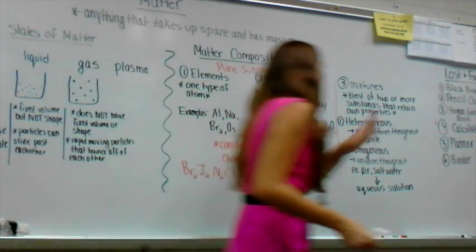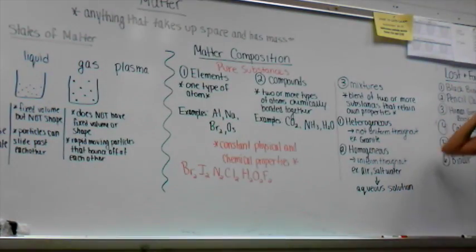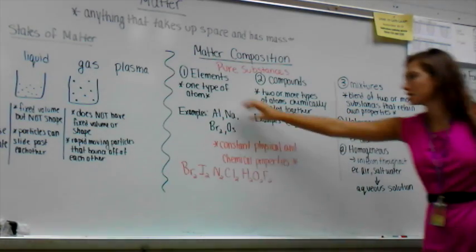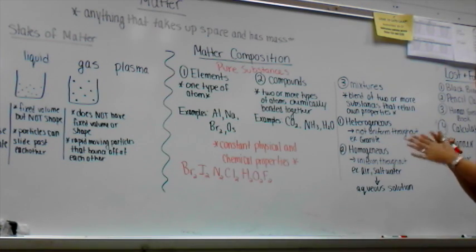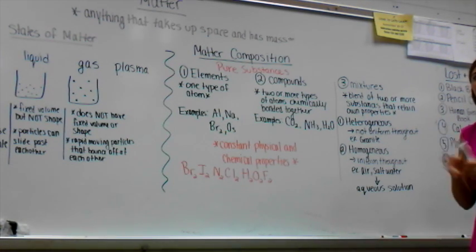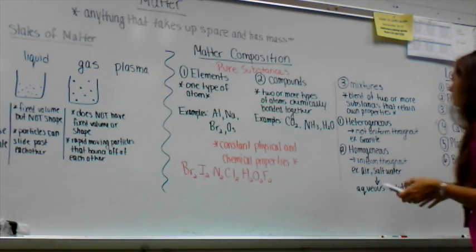Okay? Now let's talk about mixtures. A mixture is a blend of two or more substances that retain their own properties. Okay? So now a mixture, let's say I'm adding water and sodium. Now I have one element, one compound, and I'm putting them together, but I'm not bonding them. I'm just physically putting them next to each other. That's making salt water. Okay?